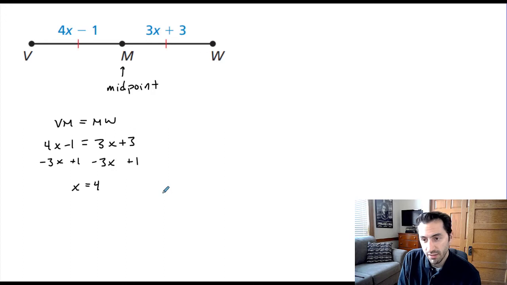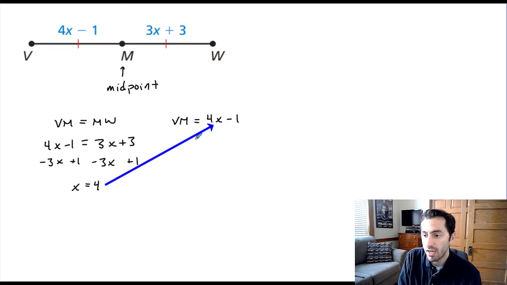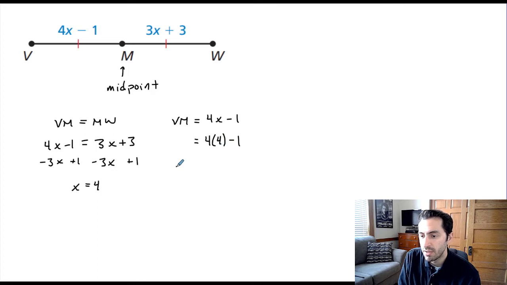Now that we know what x is, we can use that to figure out how long each of these segments are. So I can do some back substitution. I know that VM is represented by this expression, 4x minus 1. Now that I know what x is, I can plug it in for x up here. So this is the same as 4 times 4 minus 1. That means that VM is 16 minus 1, which is 15.